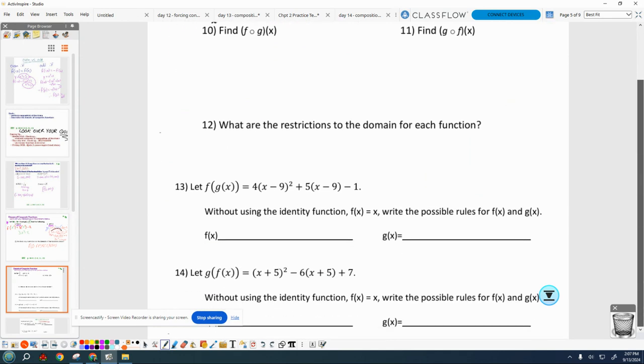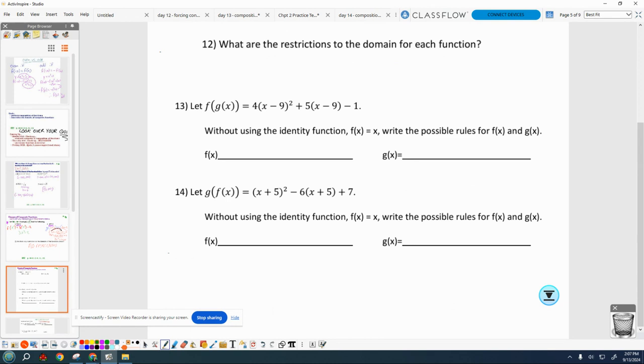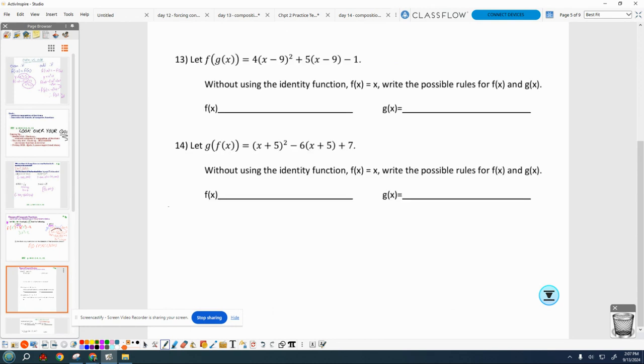Now, completely different. Let's look at the 2 problems at the bottom. We want to know if you can decompose the functions. Can you, with your partner, looking at this, what is the outside function going to be? And looking at this, what is the inside function going to be? This is kind of extensive. Okay, so talk to the person next to you.